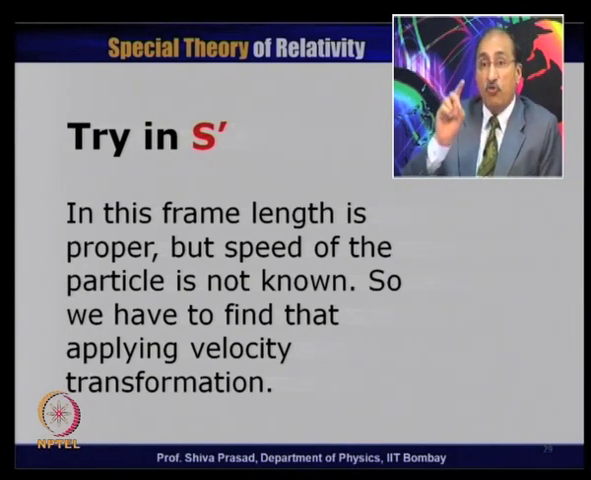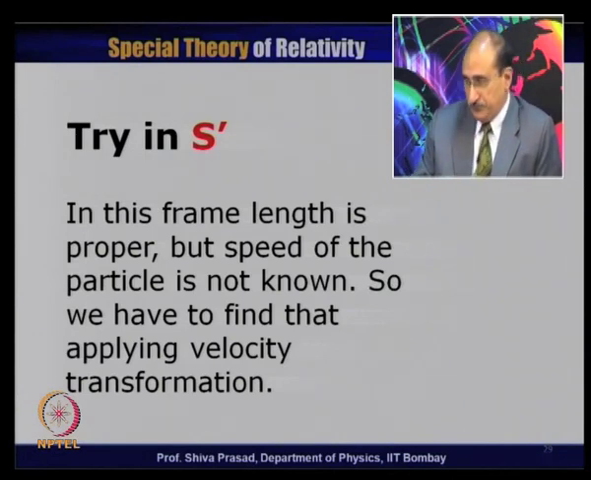And in any case, I have to evaluate first in this particular frame the time taken by the particle to cross the rod. Therefore, what I need clearly is the speed of the particle as being measured in the S prime frame of reference. So, if I have to calculate the speed of the particle, I come back to the problem that we have discussed earlier about relative velocity. I have to find out the relative velocity between S prime and S double prime. So, my problem is that if I know V, that is the velocity of the S prime observer in the S frame, and if I know ux, which is the velocity of the particle in the S frame, what is the velocity of the particle in the S prime frame of reference?